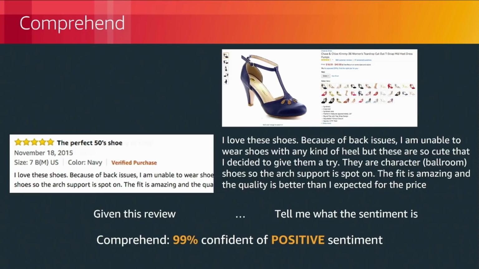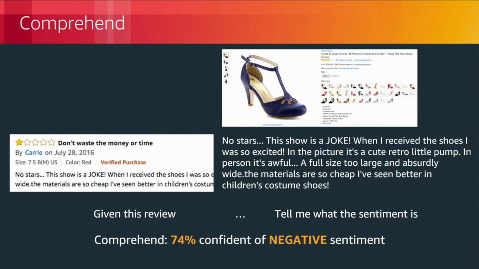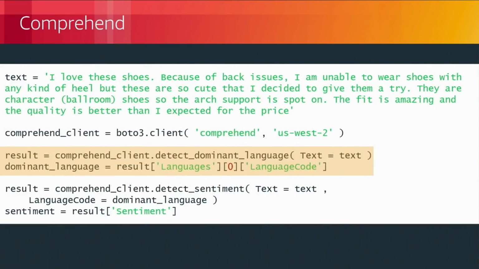That's good. But what about this review? This person didn't like it at all. However, there's some positive language. I was so excited, cute little retro pump. So there's some positive language there. As humans, I'm sure you can read that and see that's obviously negative sentiment. And indeed, if we run this through Comprehend, it comes back and says, yep, negative sentiment, and it's 74% confident in this case. So, how much text? How much code?